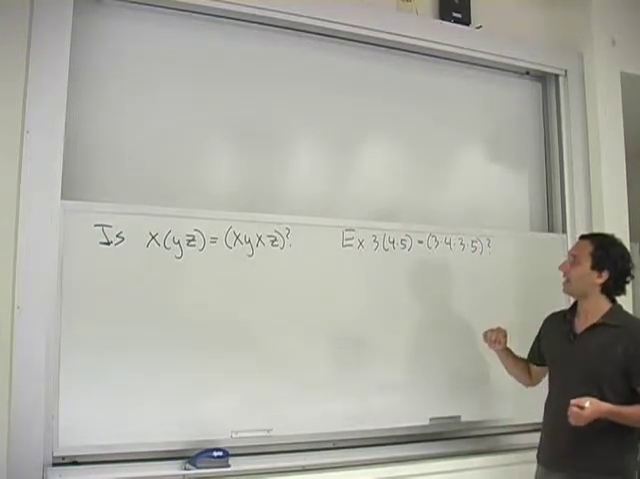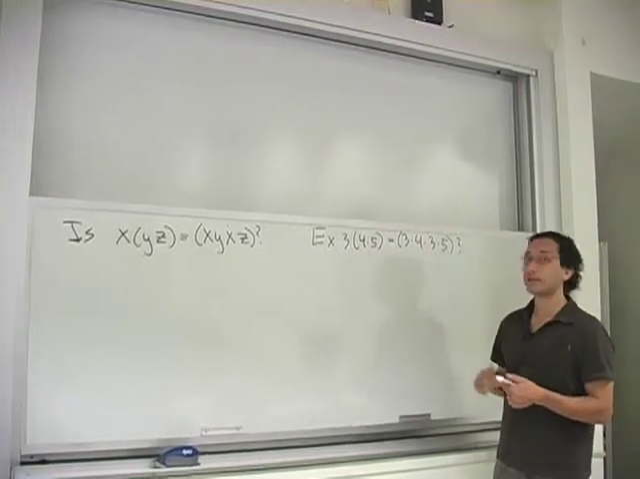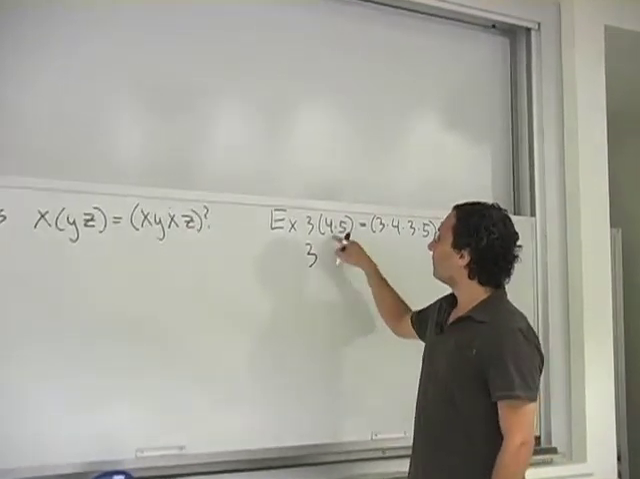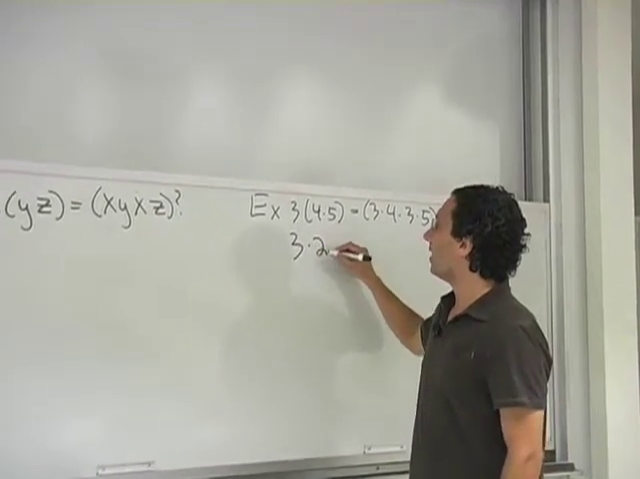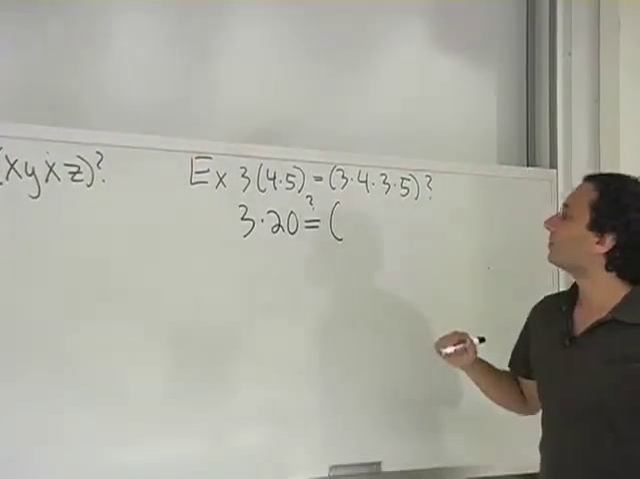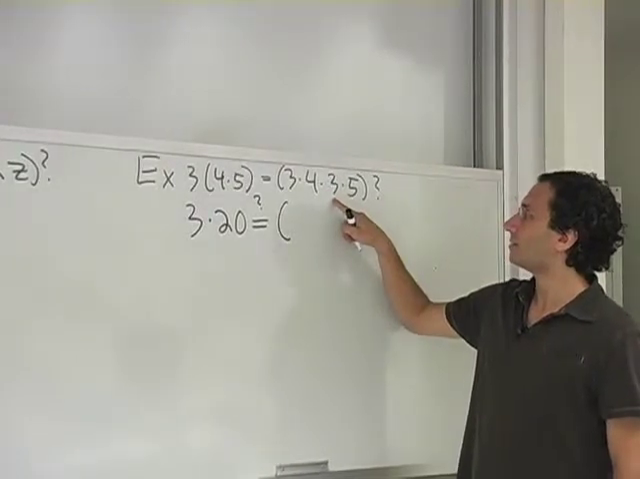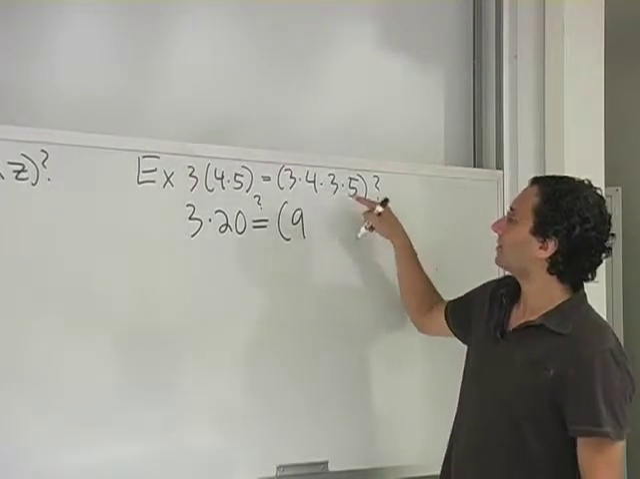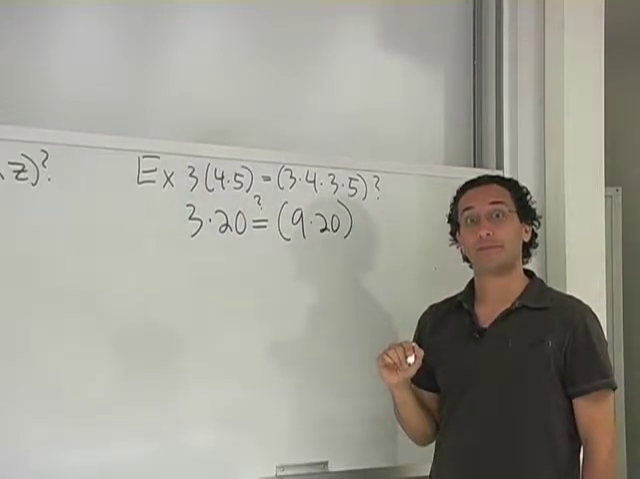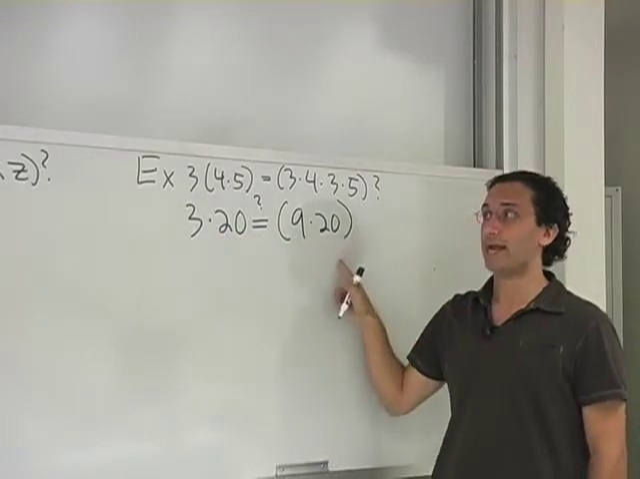Well, to give you a sense of whether it's true or not, let me take a look at a numerical example. Is 3 times 4 times 5 equal to 3 times 4 times 3 times 5? Well, let's see. 4 times 5 is just 20. 3 times 3 is 9. 4 times 5 is 20. And we see that they're not equal. This is 60. This is 180.